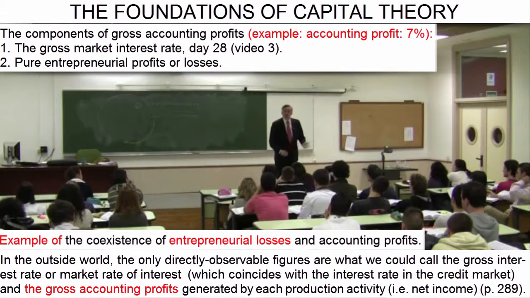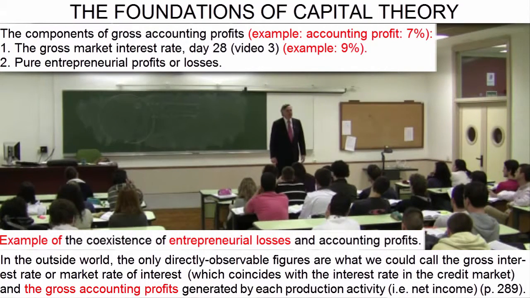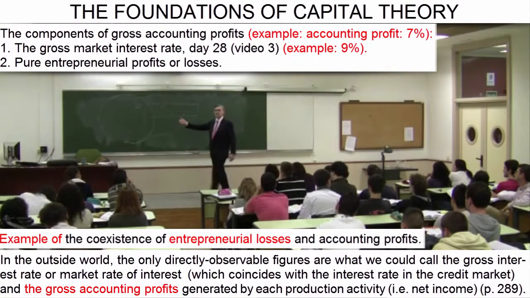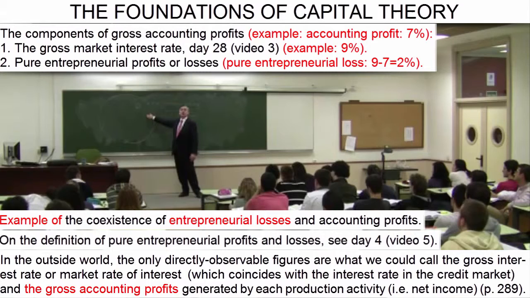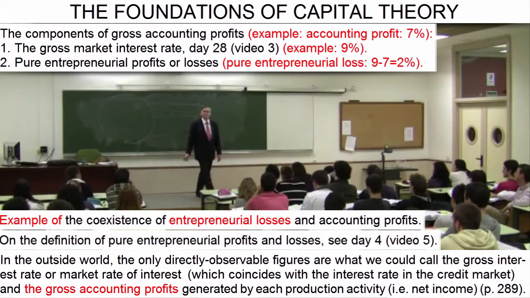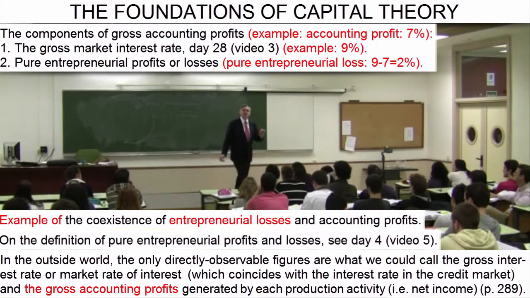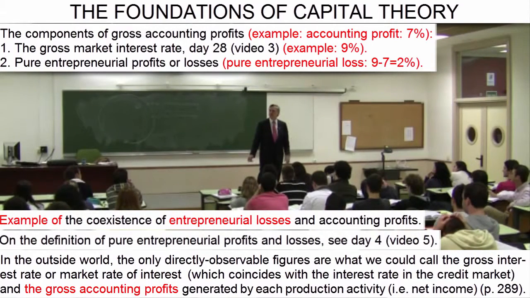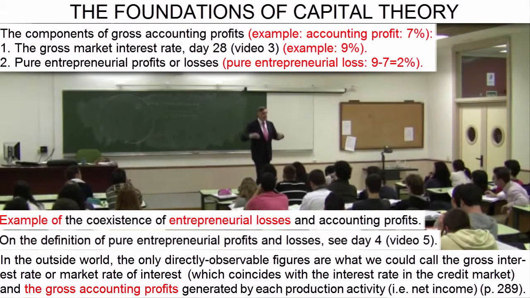If they invested 1 million, and at the end of the period, their company's accounting profits, the second block of figures directly observable in the market, are 70,000 euros, what interest rate have they earned on the money they advanced? 7%. But it turns out that the gross market interest rate in our example is 9%. So it is perfectly clear that though they have obtained accounting profits, they have incurred a pure entrepreneurial loss of 2%, 20,000 euros. Among other reasons, because if, instead of putting that 1 million euros into the company, they had lent it in the loan market, what would they have obtained at the end of 1 year? 9%. In other words, 90,000.